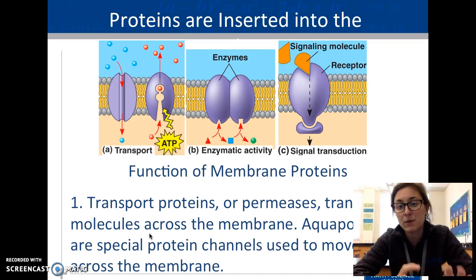A membrane protein, and one type would be a transport protein, basically transport molecules from inside to outside or outside to inside, and they're usually ones that can't pass normally. A specific type are called aquaporins that allow water to move across the membrane because, as we know, part of the membrane is nonpolar, so water can't move all the way through on its own.